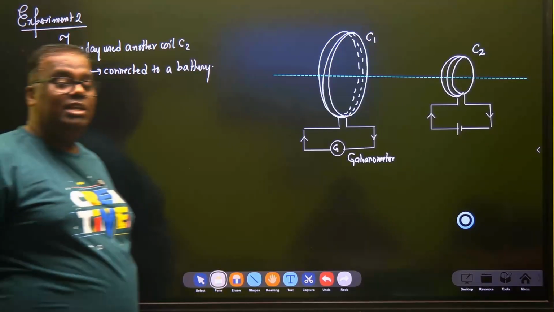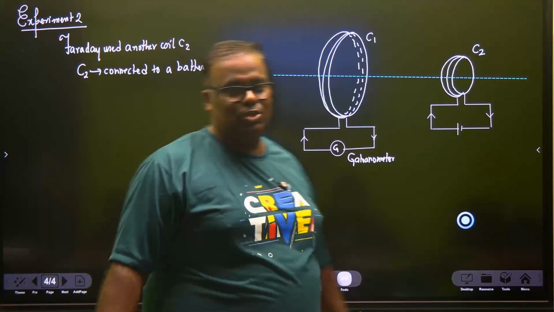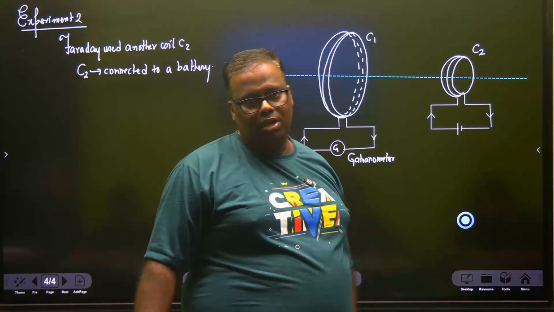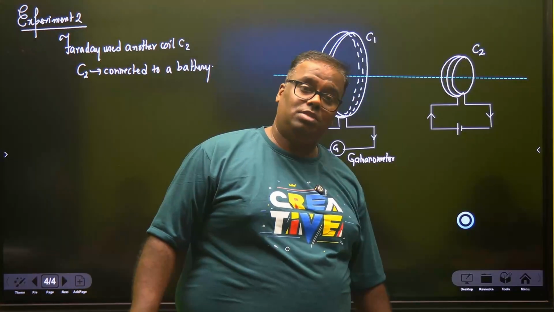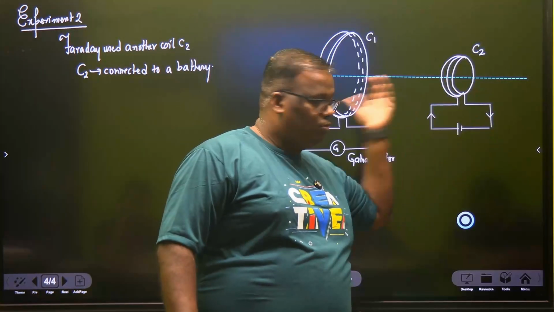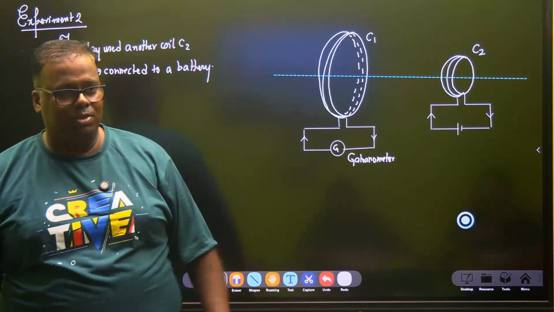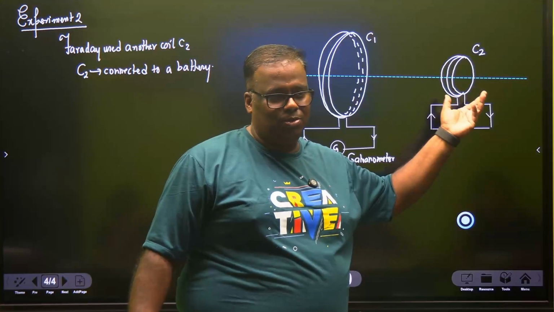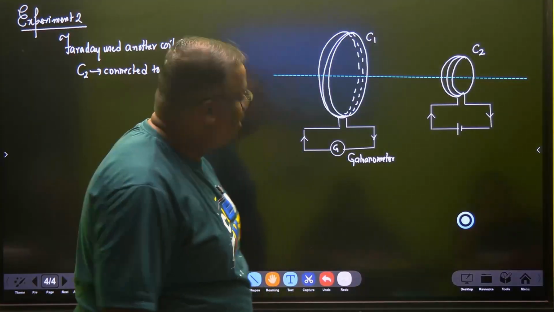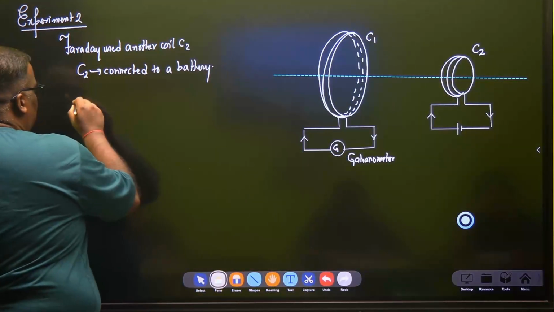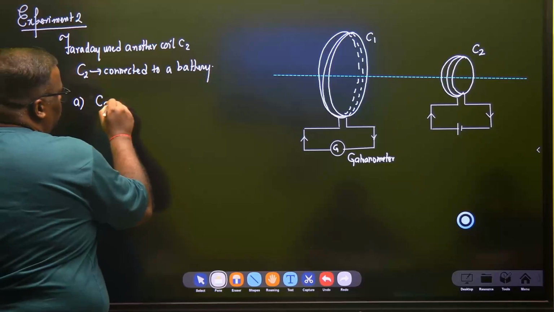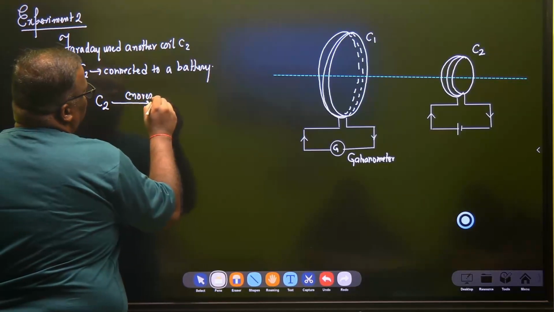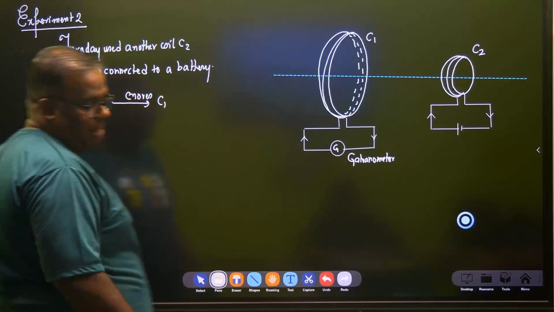Now, why he did not use this magnet? Just see, C2 connected to a battery. A battery has a current that is flowing through a coil. Current carrying coil behaves like a magnet. Now I'll move this coil towards it. So a magnet, that was a permanent magnet that we were using. This is a man-made magnet, right? So the experiment A is C2 moves towards C1.